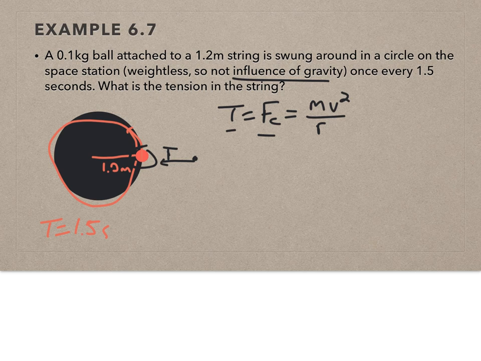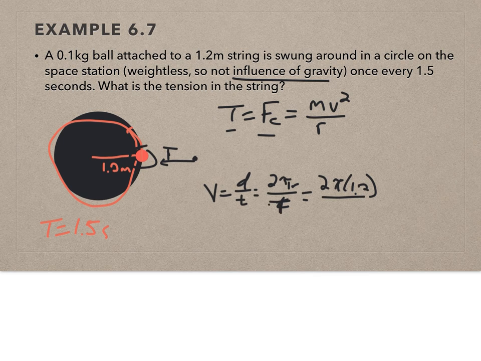I don't have the speed. So let's go find the speed first. All right, speed is distance divided by time. We're talking about a circle, so that is the same thing as 2 pi r divided by t. Again, by now we should start kind of memorizing these things. So 2 pi times 1.2, and divided by t. We're really talking about capital T now, the period, 1.5.